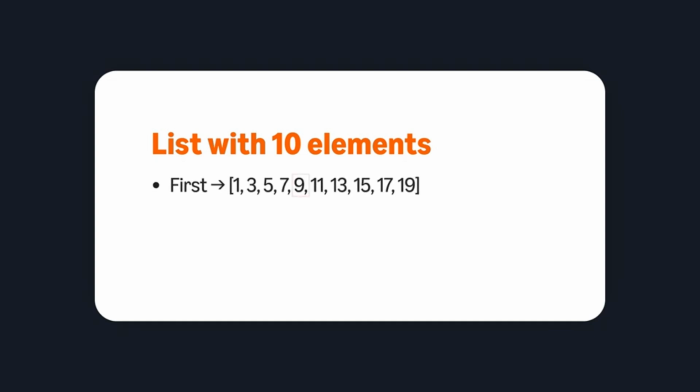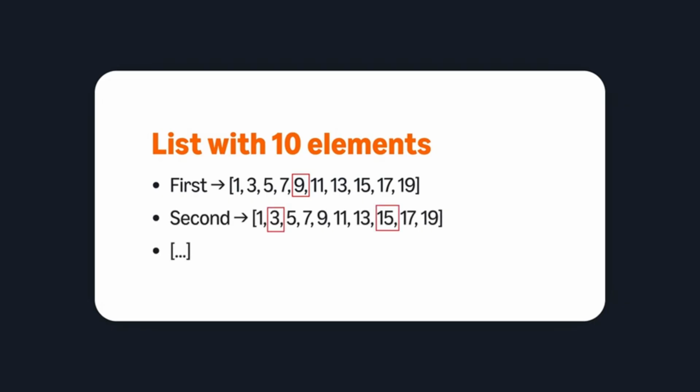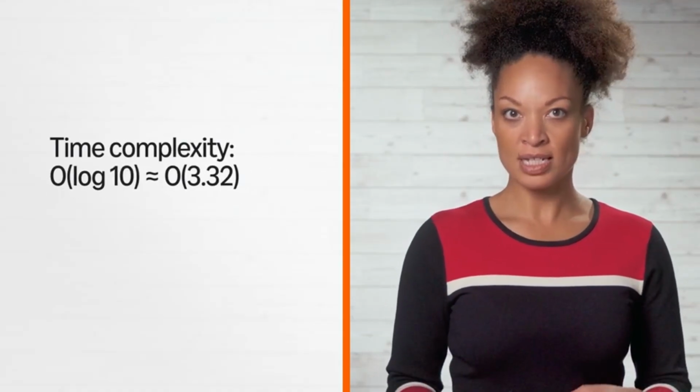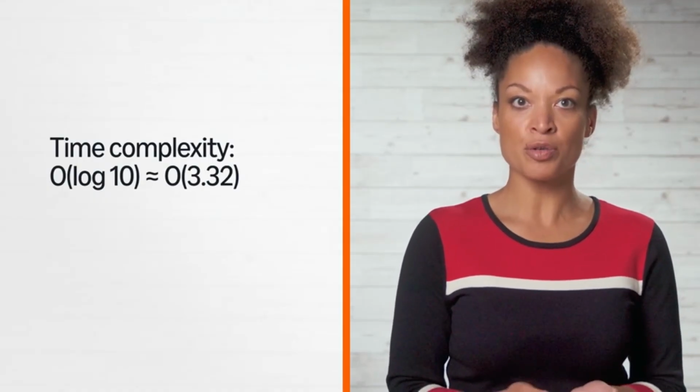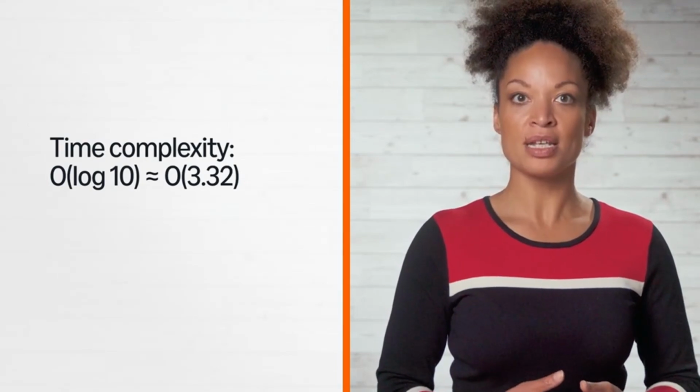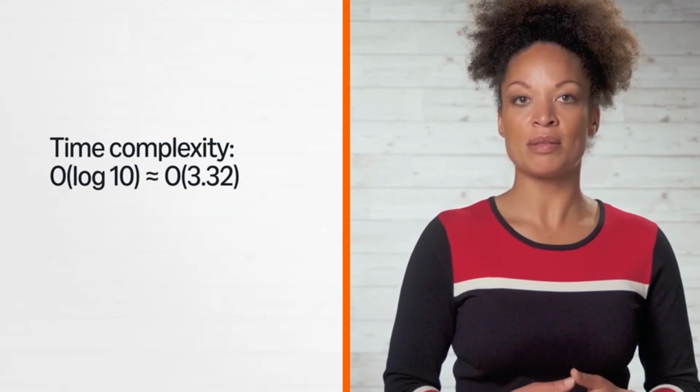In the first comparison, check the middle element at the 5th position. Depending on whether the target is smaller or larger, look at the middle of the remaining halves, so either the 2nd or 8th position. Repeat this process, halving the list with each step until you find the target. In the worst case, how many steps will it take? The time complexity is O of log 10, or approximately 3.32. This means binary search will require about 3.32 steps to find the target in a list of 10 elements.